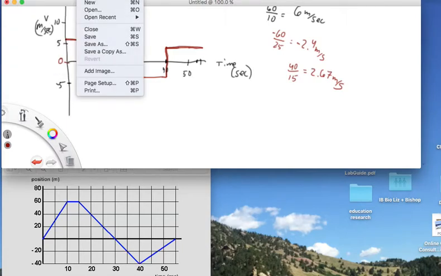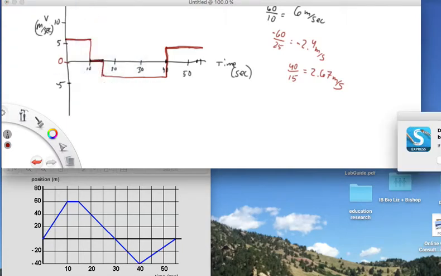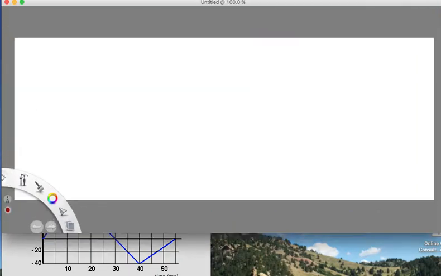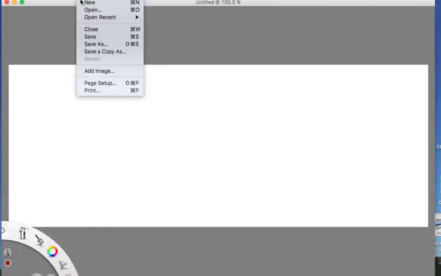Brand new window right here. I want to show you something. Sometimes you have, I'll draw this really quickly.